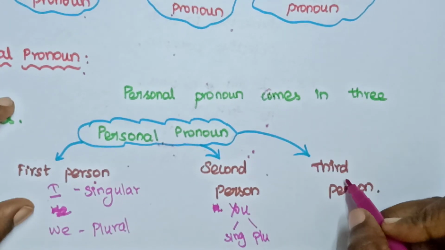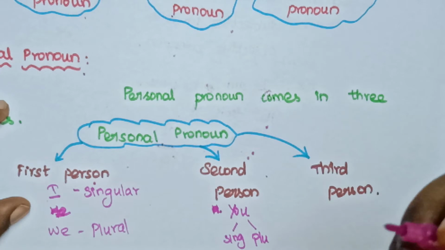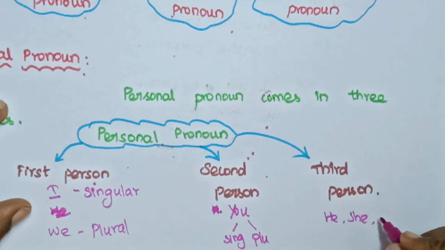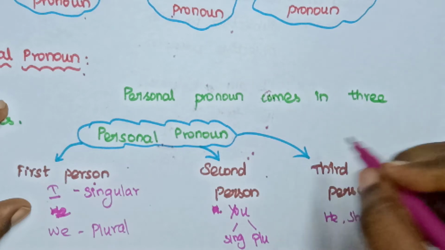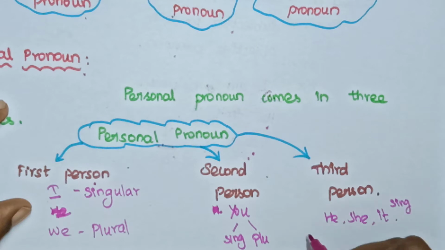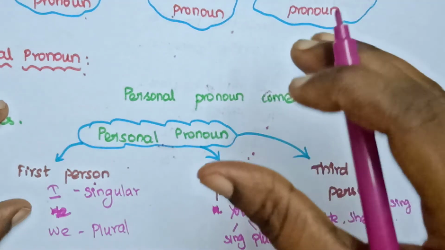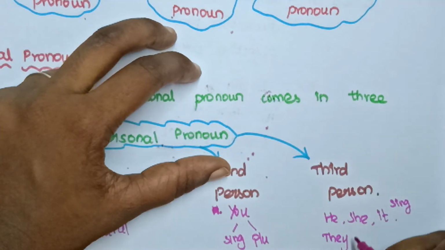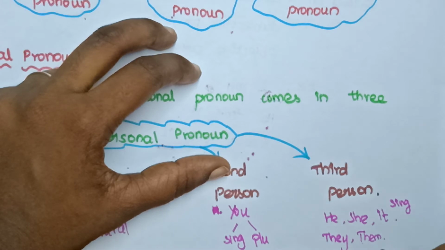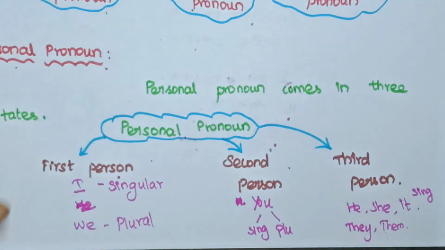What is the next thing described here? Third person. I am describing someone whom I don't know, so I have to describe them as he, she. Or if it is a thing, I have to describe it as it. Okay, these are the 3 third person pronouns in singular. If I have to describe in plural, what will I say? For a group of persons, they is used, and them also could be used. So these are the two third person pronouns in plural.